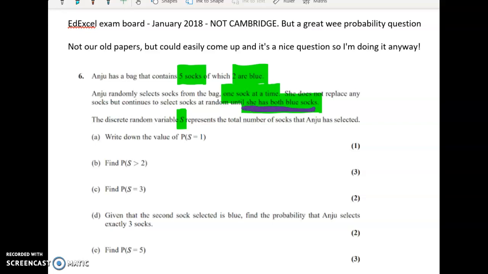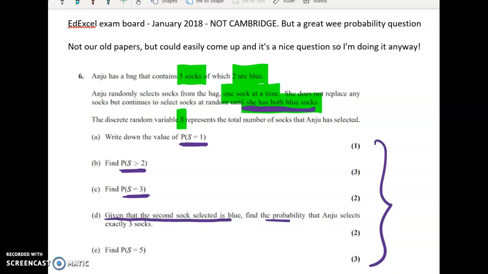Then I look at this next bunch of stuff, and I have to decide what I am going to use to represent the probability setup. I have to figure out the value of the probability that S equals 1, which means that she ends up with 1 sock. And then I have to find the probability that S is greater than 2, equal to 3. Then there's a conditional probability question: given that the second sock is blue, find the probability that she has chosen exactly 3 socks. And lastly, that it takes her 5 goes to get the 2 blue socks.